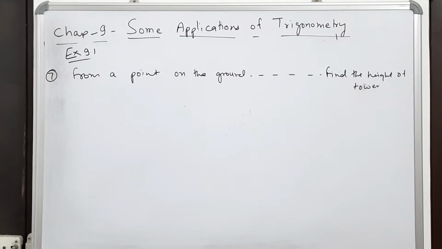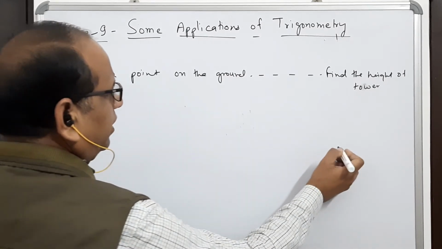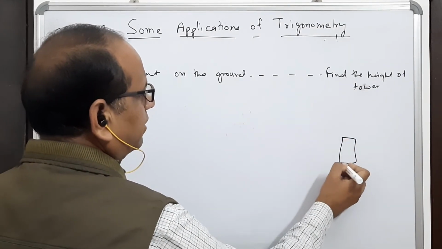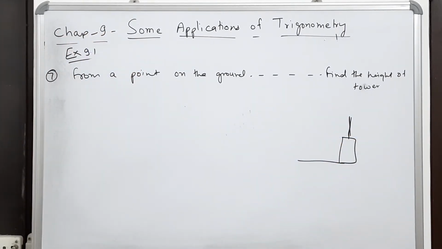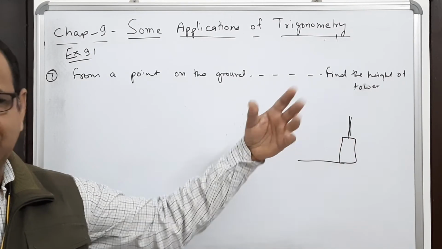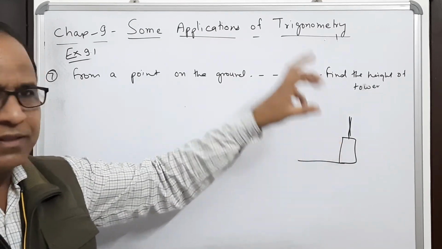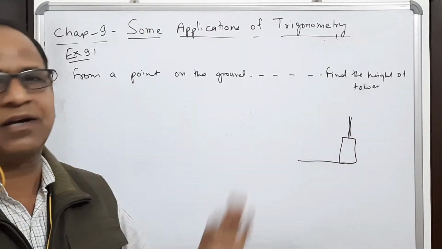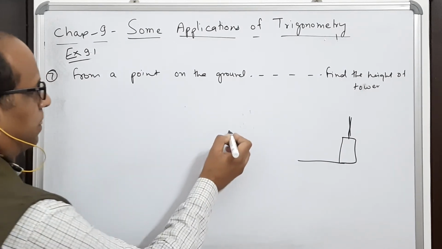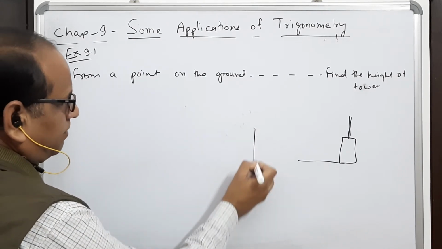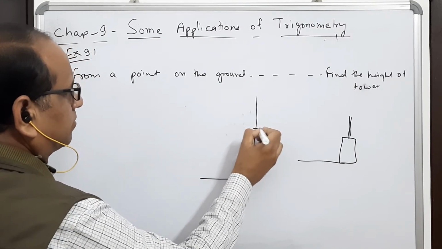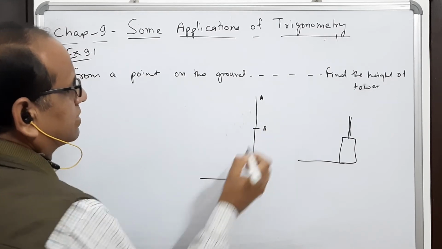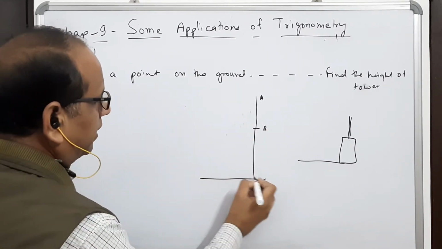You have seen that there are many buildings, and on the top of a building there is a tower. If you look around your vicinity, the area where you are living, you will find there are many buildings which rent their roof part for putting up a tower. So suppose this is a building and on this building there is a tower. This is A, B is the tower and BC is the building.